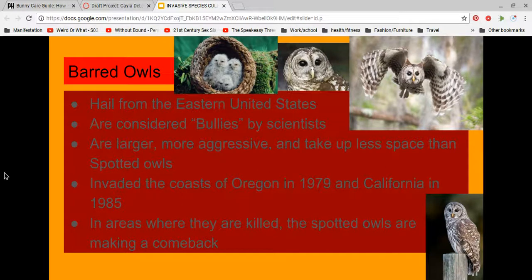Barred owls are an invasive species because they are very harmful to our native spotted owl, which is reducing in numbers as much as 4% per year and was declared an endangered species in 1990. Barred owls are referred to as bullies by scientists because they force spotted owls out of their native habitats. In areas where barred owls are killed off, spotted owl populations have been shown to make a comeback.